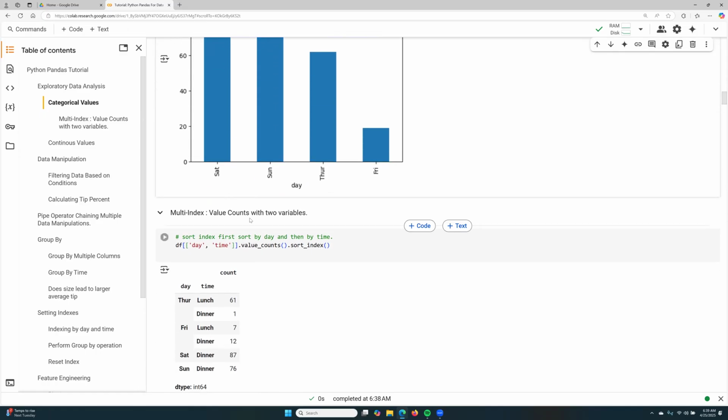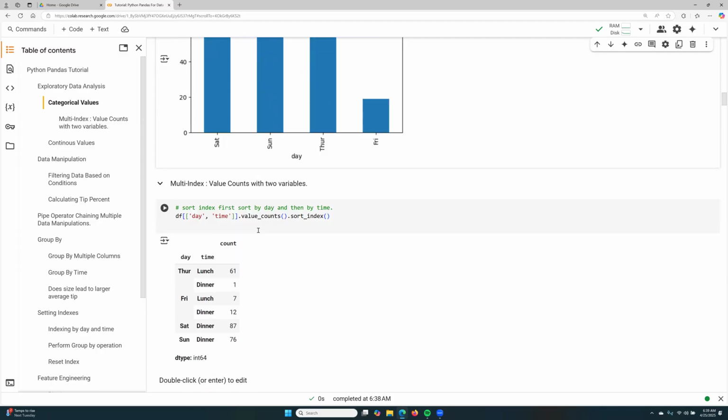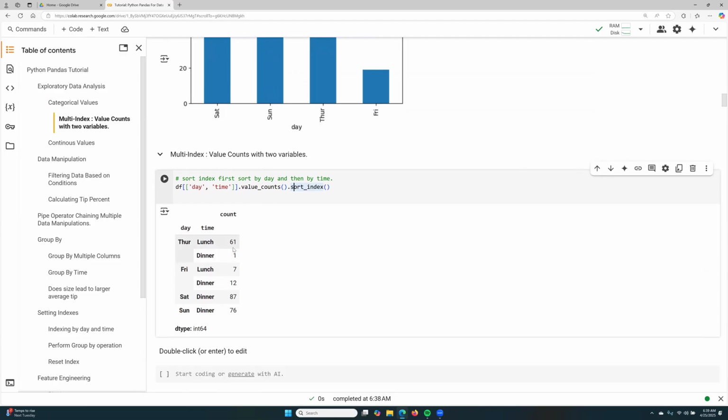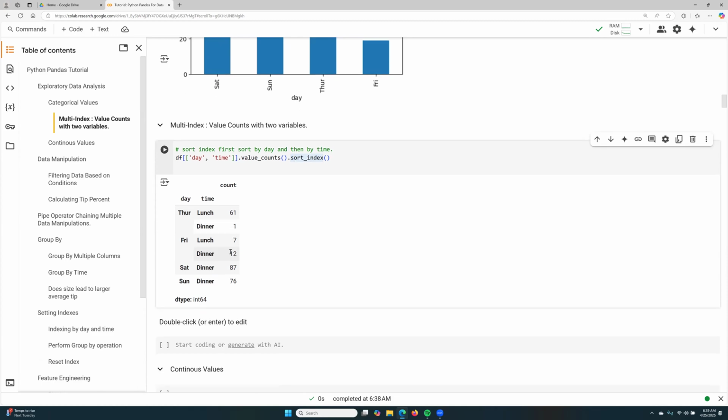We could also do two variables and build a multi-index around that. Okay, so I do it around day and time, and sort the index. So it goes from Thursday to Sunday, and then lunch and dinner. And Thursday, you could see that lunch is way higher than the amount of dinners. And then on Saturday, dinner, there's no lunch. Sunday, dinner. These are pretty high numbers relative to the rest of the times.